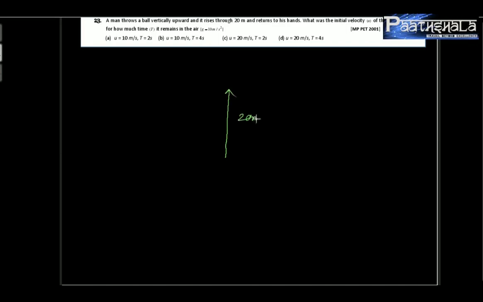So the maximum height reached by the ball, this is motion under gravity, right? The maximum height reached by the ball is 20 meters. Okay, so basically, which equation do we use? We use the equation v square is equal to u square plus 2as, right?